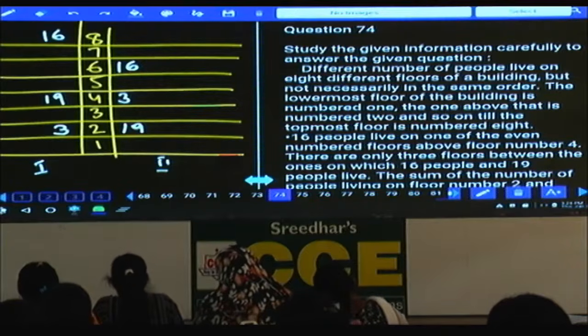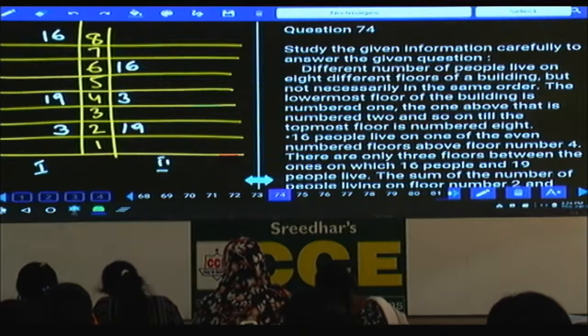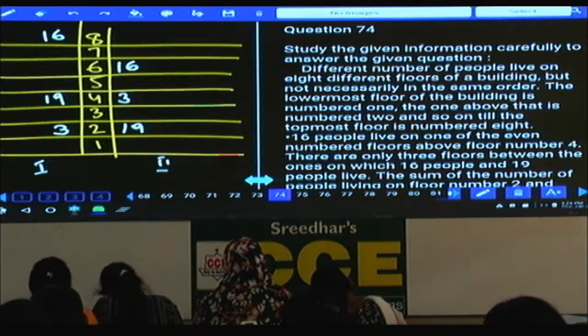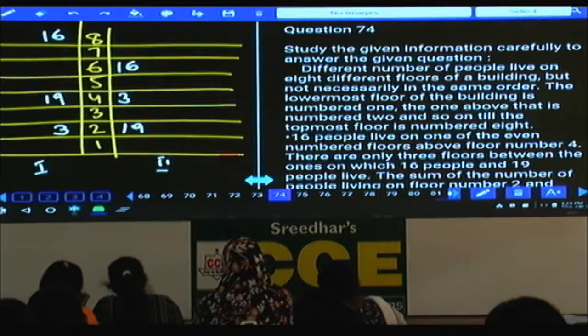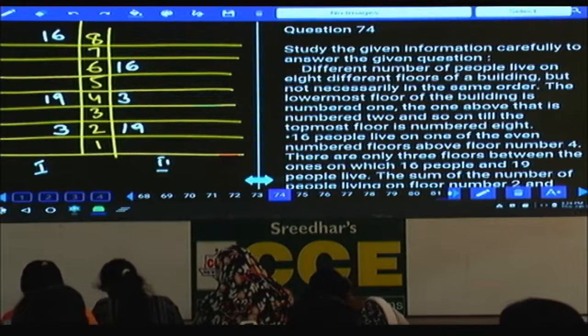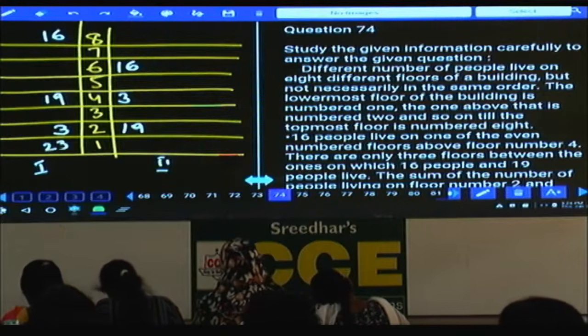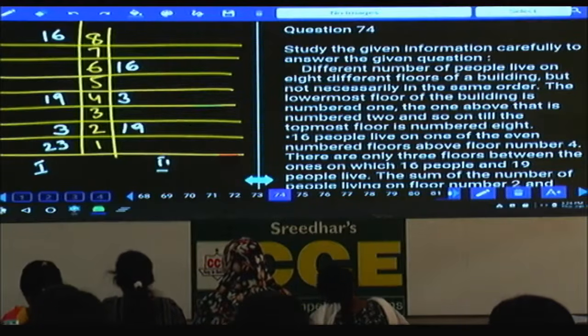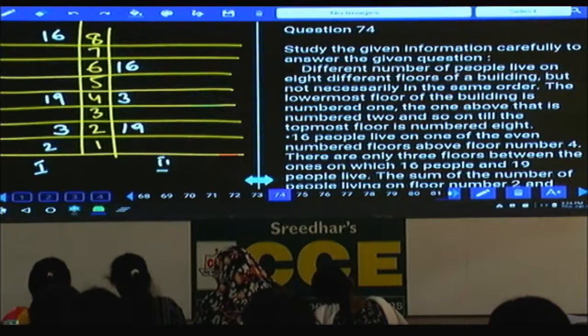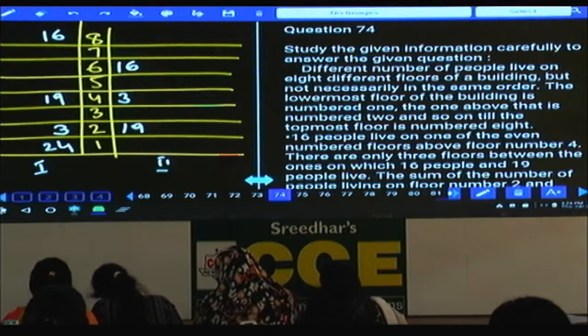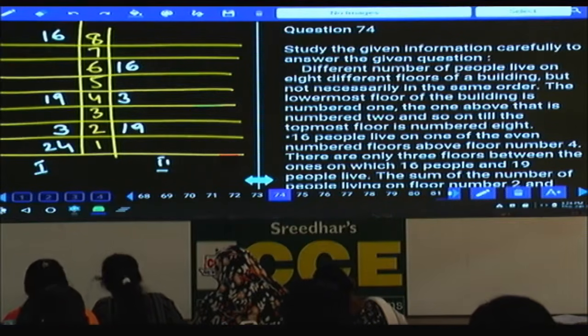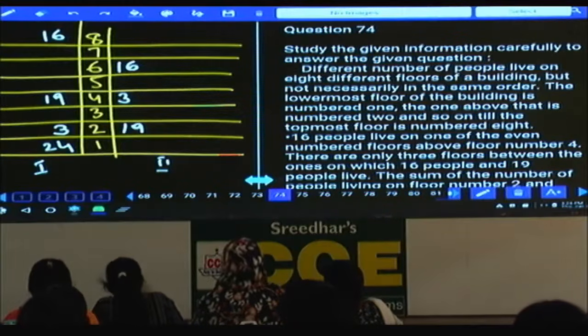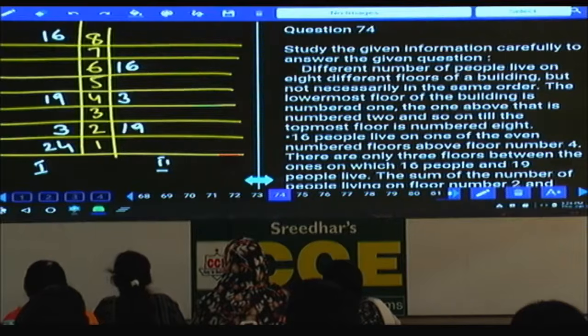Next one, 5 more people, underline this word more. 5 more people live on the lowermost floor than those living on floor number 4. Now in floor number 4, in the first one, how many people are living? 19. Hence 19 plus 5, that is 24. Hence 24 people must stay on the ground floor. Because 5 more people are living on the ground floor when compared with the 4th floor.